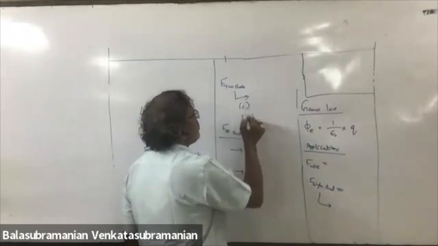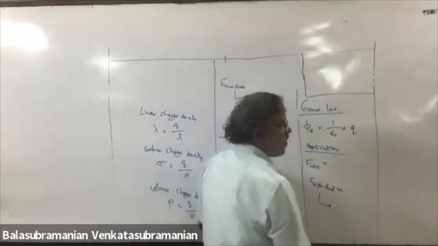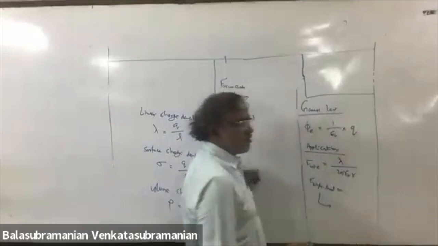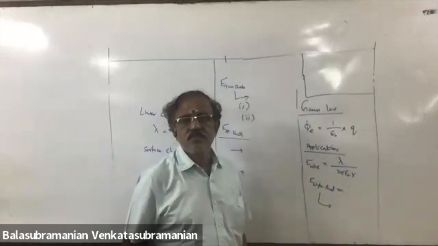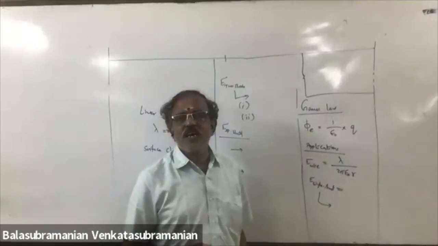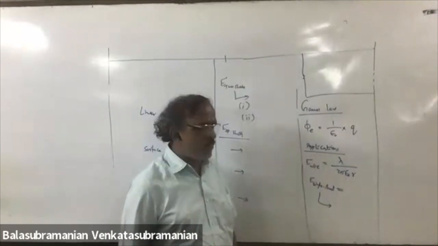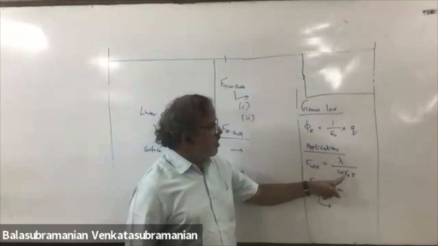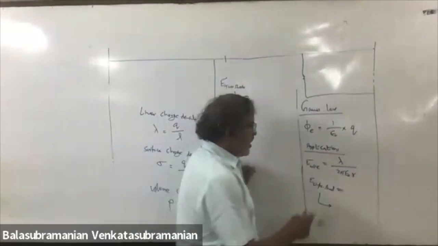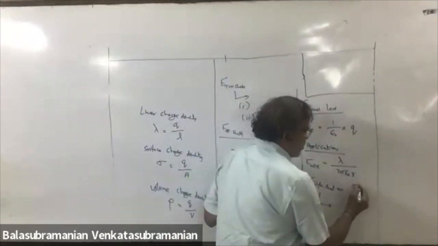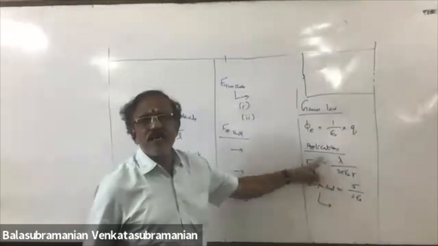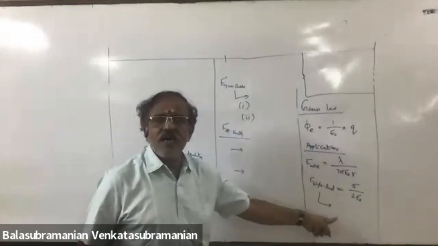single sheet, two sheets. First, the wire formula we will write: lambda by 2 pi epsilon naught r. For an infinitely long charged wire, the electric field at a point outside is given by the formula E is equal to lambda by 2 pi epsilon naught r. For a single charged sheet, sigma by 2 epsilon naught. You know lambda is Q by L. You know sigma is Q by A.